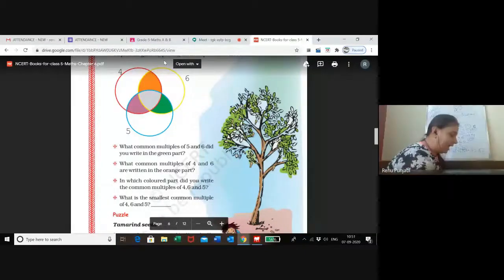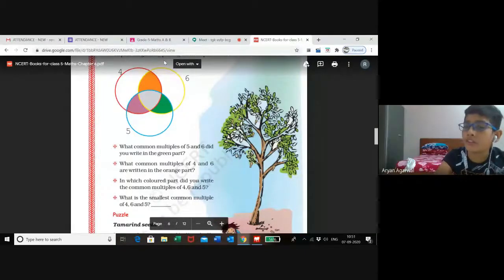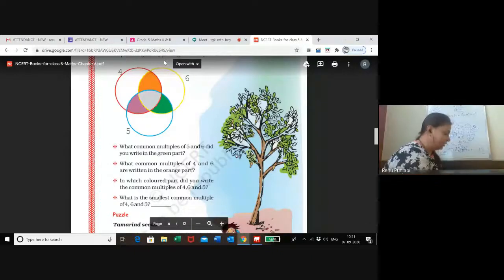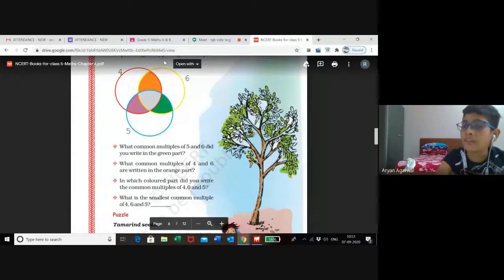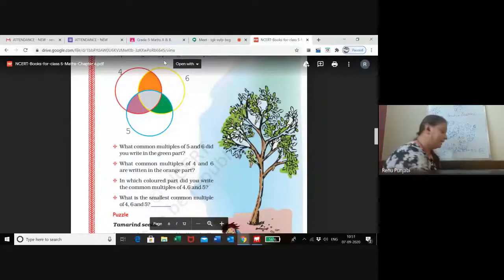Ma'am, what is the smallest common multiple of 4, 6 and 5? Last, you have to find out the LCM, meaning the smallest common multiple. Ma'am, that is of course 60. You have to find out and come. Tomorrow I'll ask the questions.